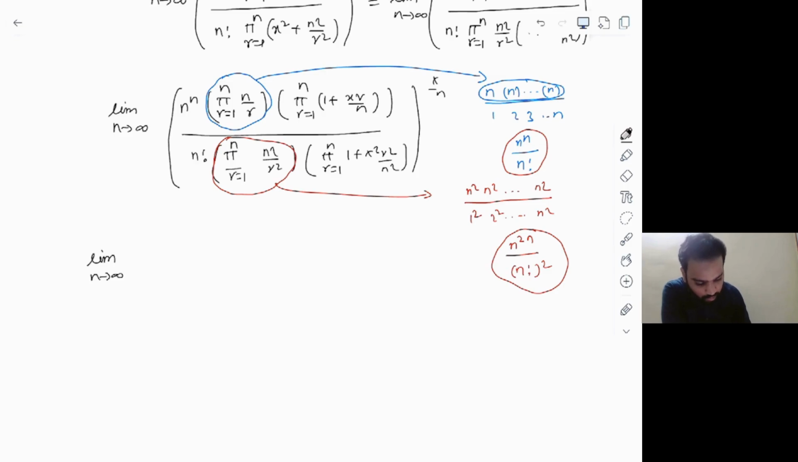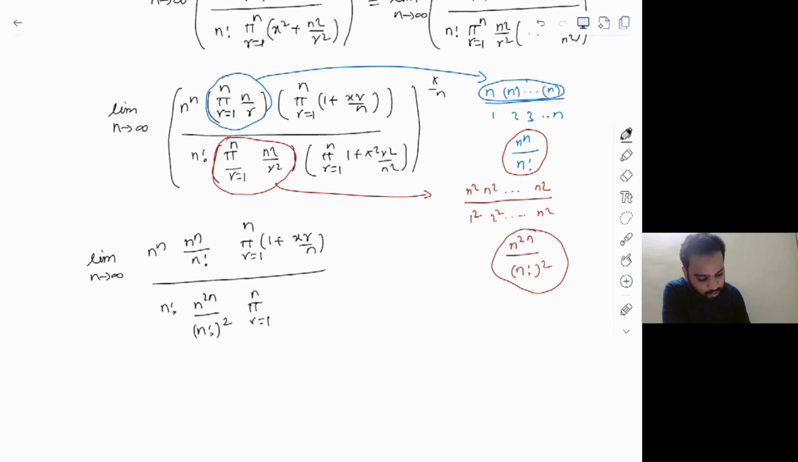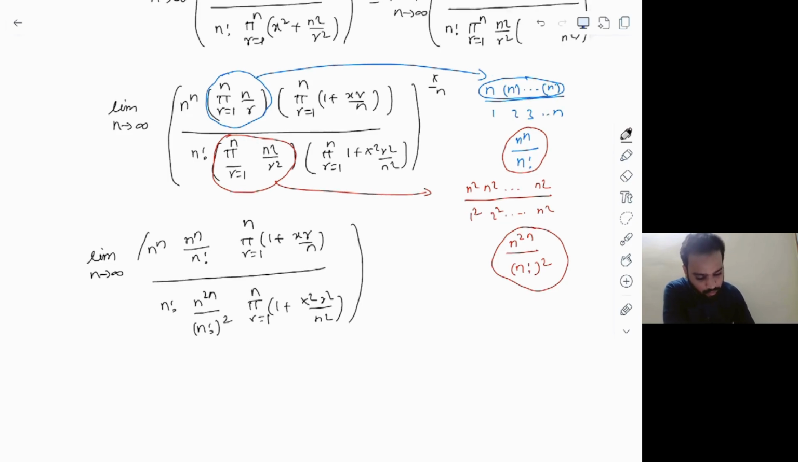Limit n tends to infinity, n power n multiplied by n power n divided by n factorial multiplied by pi r is equals to 1 to n, 1 plus x into r by n whole divided by, this is n factorial multiplied by, what about the denominator? N power 2n divided by n factorial whole square, and multiplied by pi r is equals to 1 to n, 1 plus x square into r square divided by n square, and once again we have whole to the power of x divided by n.